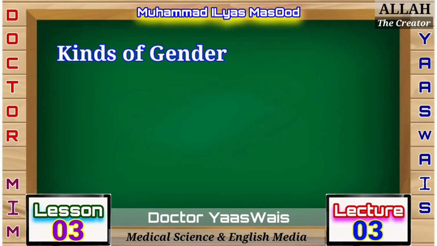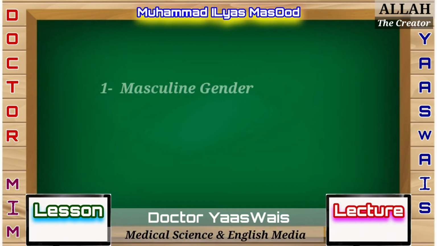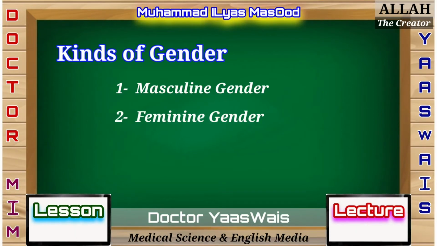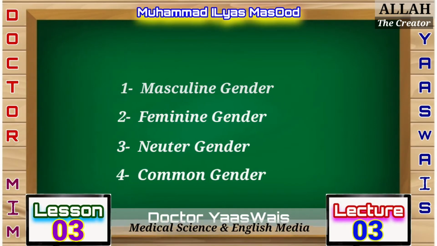Genders of noun are of four different kinds. They are masculine gender, feminine gender, neuter gender, and common gender.